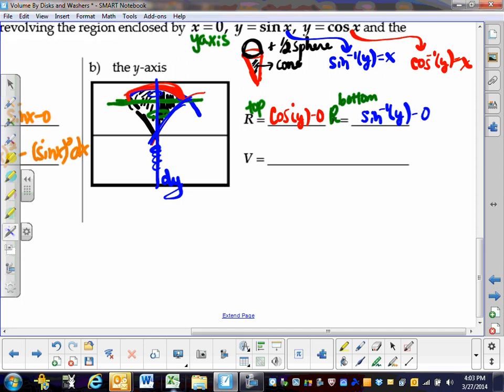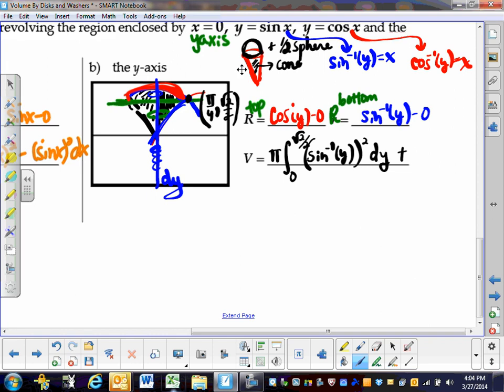Okay, so again, our radius goes from the axis to the curve. All right, so now for our volume that we would set up, we would have to do two separate integrals. The integral for the bottom part, for the cone, starts at y equals 0 and stops at the height of the intersection. And we already said that the x value is pi over 4 and the height is root 2 over 2. So from 0 to the y value of root 2 over 2, we have the bottom part, the cone, sine inverse of y squared dy.